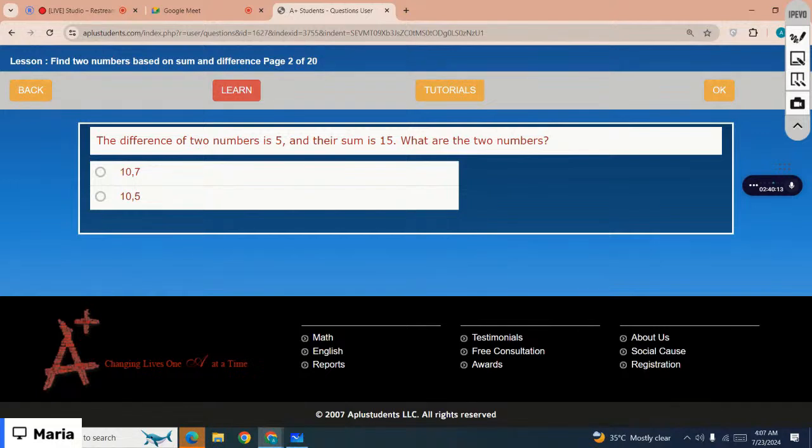Which is the correct option? That is 10 and 5, right? 10 take away 5 is 5 and 10 plus 5 makes 15. So option number 2 is the correct option.